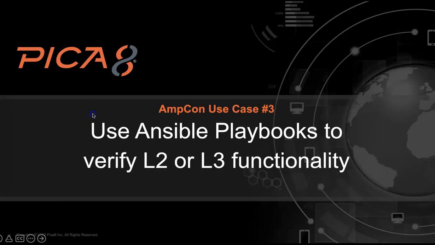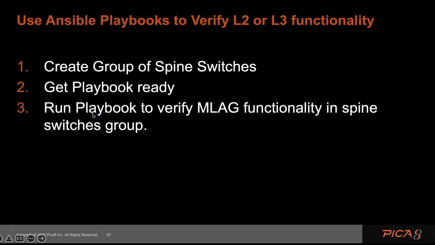So here are the things that you need to do to run an Ansible Playbook from AMCON. You will create a group of spine switches, because playbooks are run on a group of switches. Then you have to get the playbook ready. In this case, our goal is to verify mlag, which is a Layer 2 functionality. We are going to verify that using a playbook. The playbook is invoked in AMCON, but it is actually run on the PicOS-V switches. So let us see how to do it.